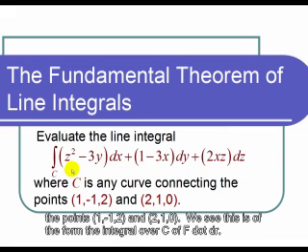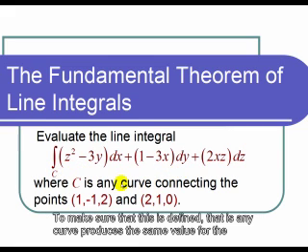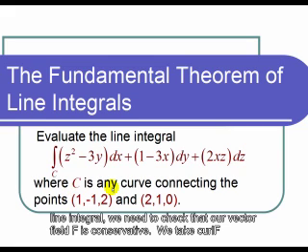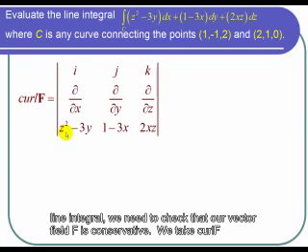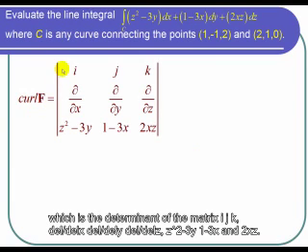So we see this is of the form the integral over C of F dot dr. To make sure that this is defined, that is, any curve produces the same value for the line integral, we need to check that our vector field F is conservative. So we take the curl of F, which is the determinant of the matrix i, j, k, del over del x, del over del y, del over del z, z squared minus 3y, 1 minus 3x, and 2xz.